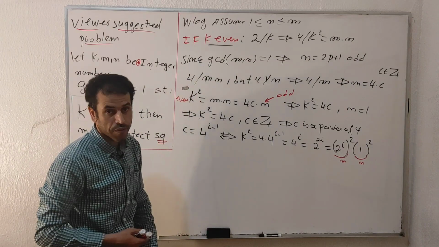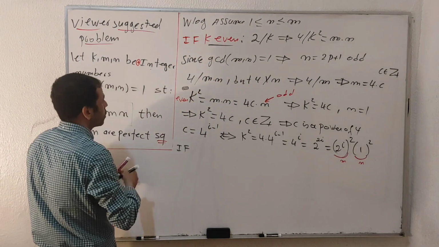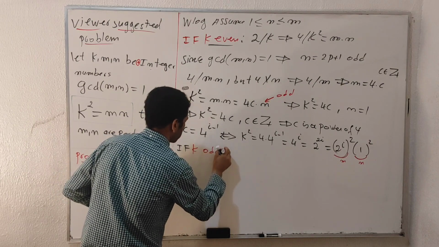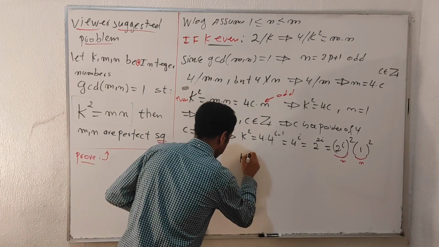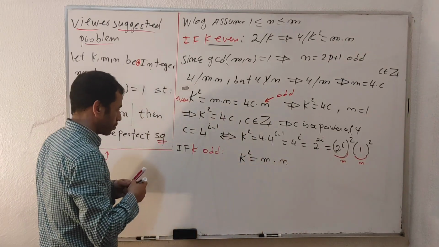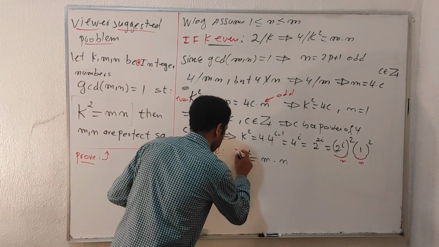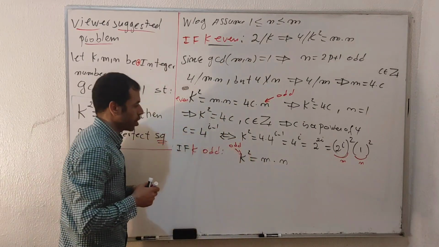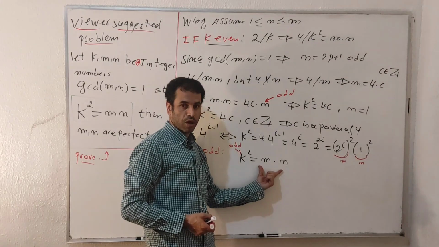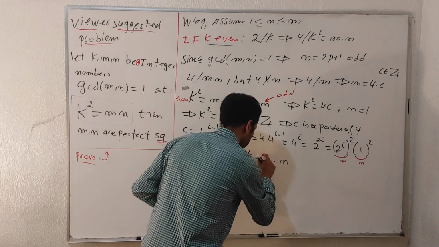Now let's move on to the second part, where we have k as an odd integer. Okay, if k is odd, we have k squared equals m multiplied by n. Since k is odd, which means k squared is odd, let's write down this one, odd. So since k squared is odd, this product is also odd. In particular, m must be odd and n must be odd.